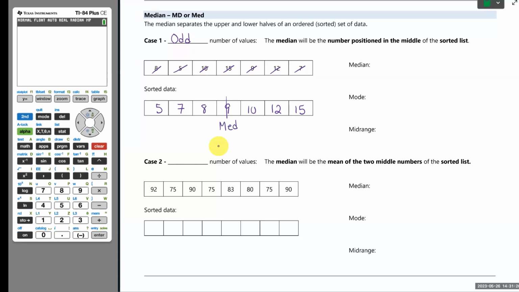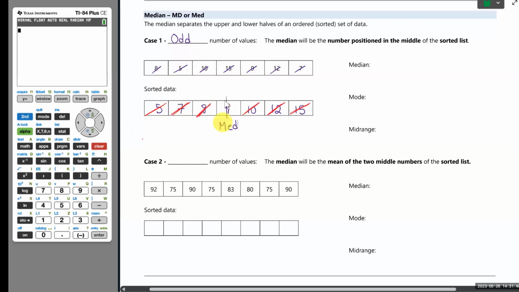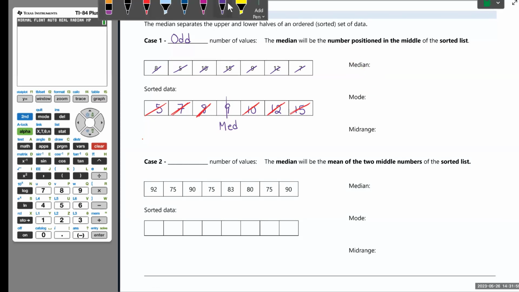If you ever have trouble locating it, there's a cute little technique. I'm going to switch color here for a second. Anytime you want to find the middle of the list, cross out the ends, the far left and far right, smallest and largest, and then do that again, crossing things off in pairs, and then again. If you repeat that process, it will always bring you to the middle of the list. All right, so our median is 9.